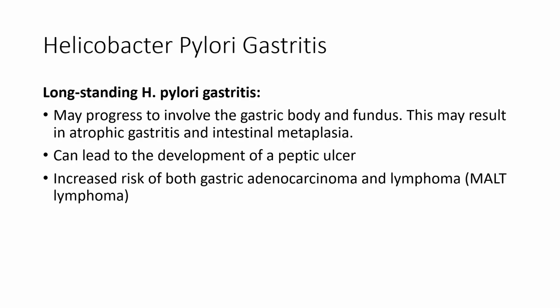In addition, with long-standing inflammation, especially when atrophy and intestinal metaplasia develop, there is increased risk of developing gastric dysplasia and gastric adenocarcinoma. Also, there is increased risk of developing extranodal marginal zone lymphoma of mucosa-associated lymphoid tissue, also known as MALT lymphoma, which we will discuss later in this lecture.